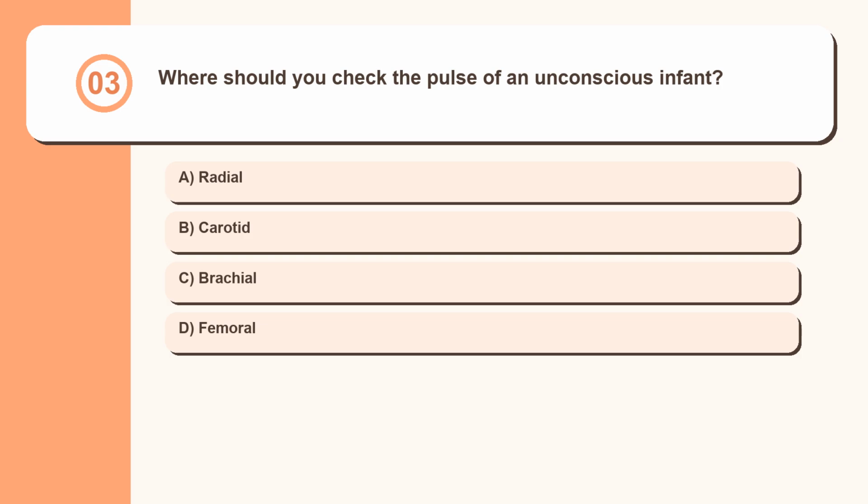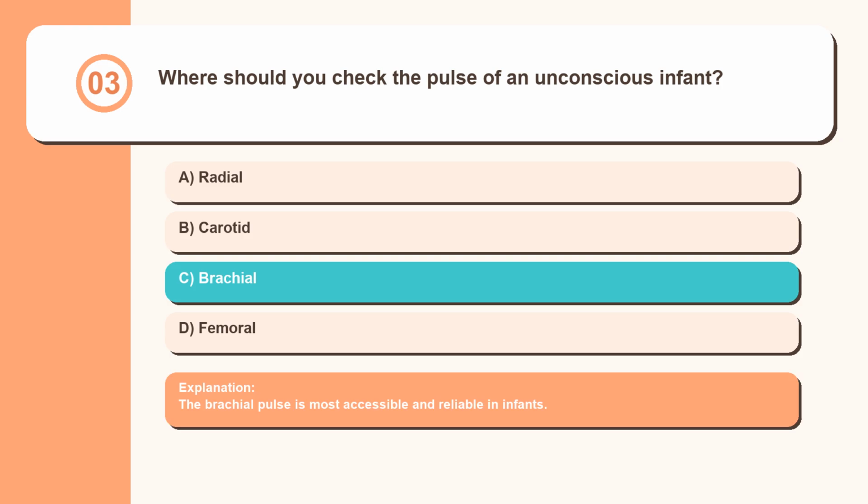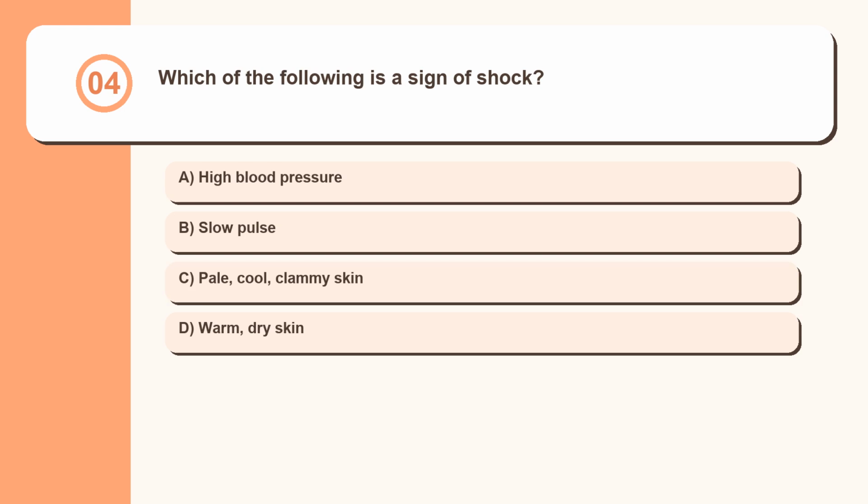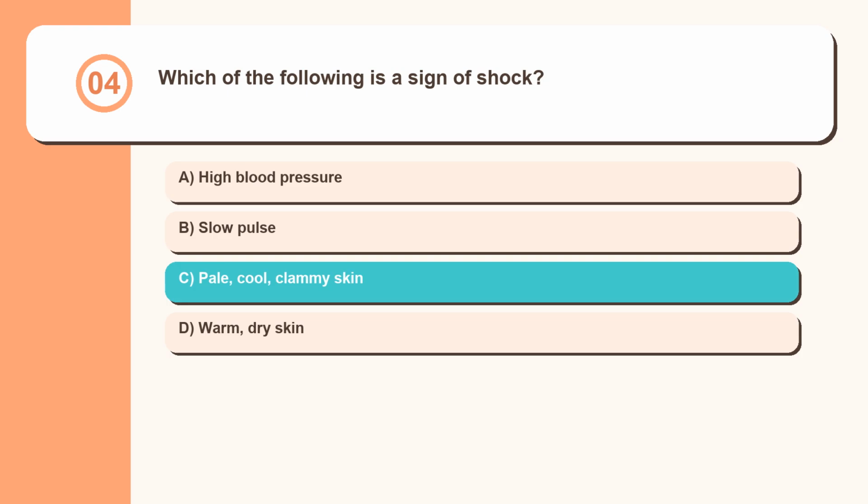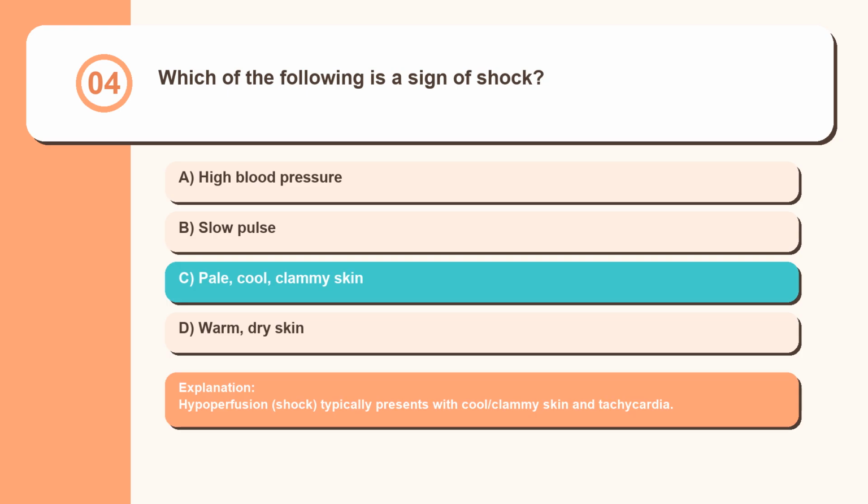Question 3. Where should you check the pulse of an unconscious infant? Radial, carotid, brachial, femoral. The brachial pulse is most accessible and reliable in infants. Question 4. Which of the following is a sign of shock? High blood pressure, slow pulse, pale, cool, clammy skin, warm, dry skin. Hypoperfusion, shock, typically presents with cool, clammy skin and tachycardia.